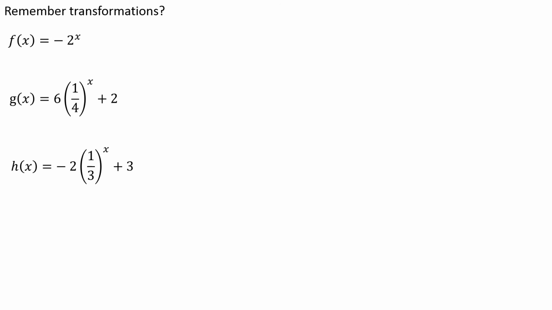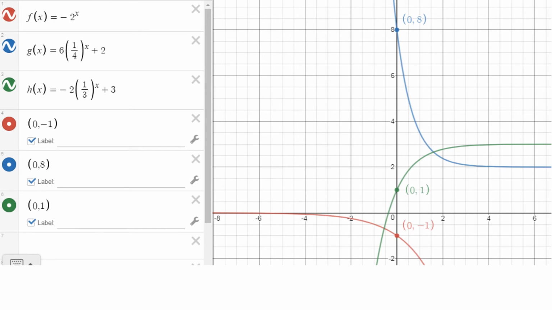Of course, a negative is going to flip the graph upside down. So notice on the red one, it's flipped upside down. We're hugging the asymptote. But then instead of going up to infinity, we go down to negative infinity.